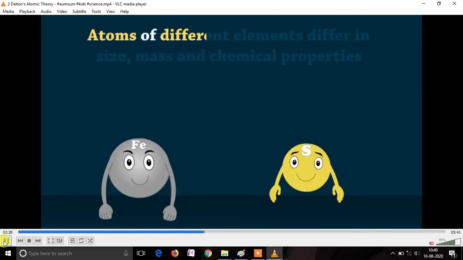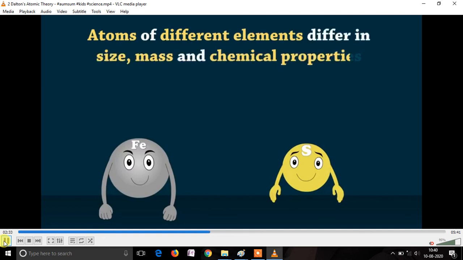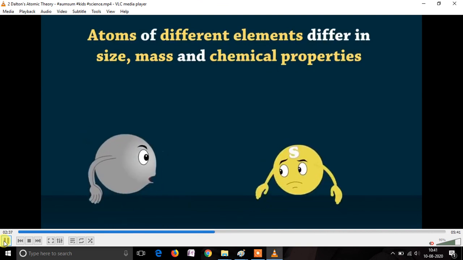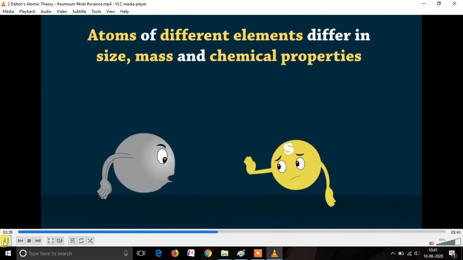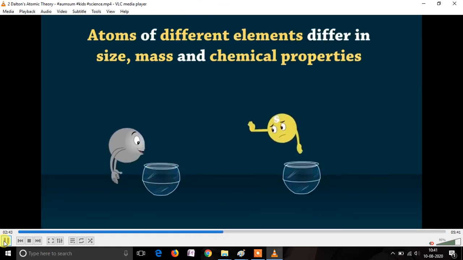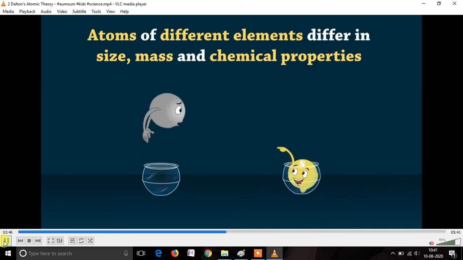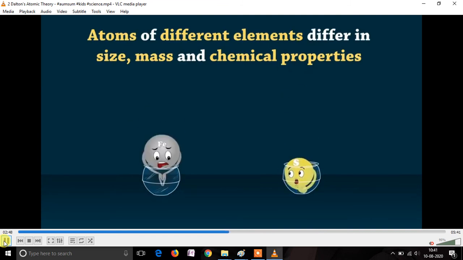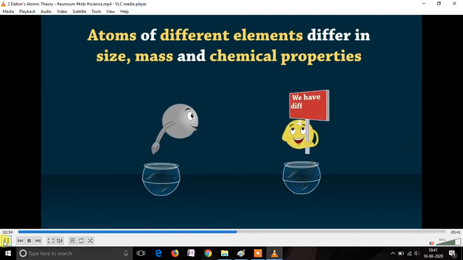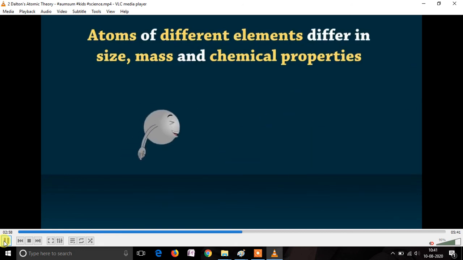Let's look into the next point, and the point says that the atoms of different elements differ in size, mass and chemical properties. Here we can see two atoms of different elements. The one is iron, Fe, the other one is sulfur, that is S. And we can see that the size of these two atoms is not identical. The atoms of different elements don't have identical size.